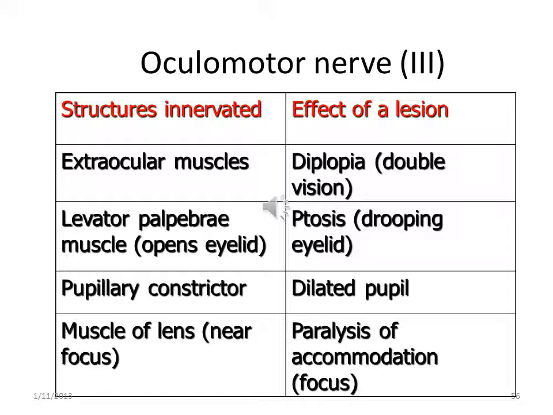In addition, the oculomotor nerve contains parasympathetic neurons that innervate smooth muscle in the eye. One of the smooth muscles is the pupillary constrictor muscle, and the other is a muscle that moves the lens. If the oculomotor nerve is damaged, the pupil will be dilated. In other words, it will not be able to be constricted in response to light. And you will have paralysis of accommodation, which means that the muscle that moves the lens will not be able to change the shape of the lens to let you focus up close.